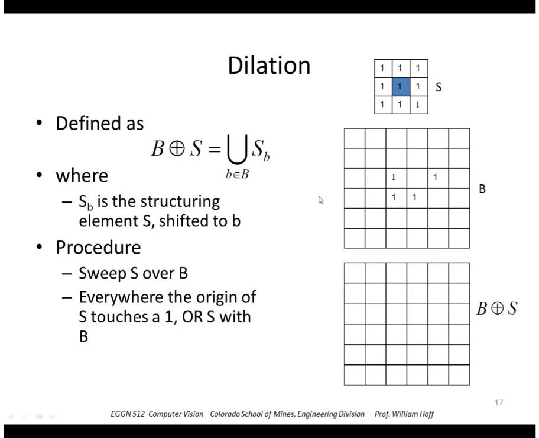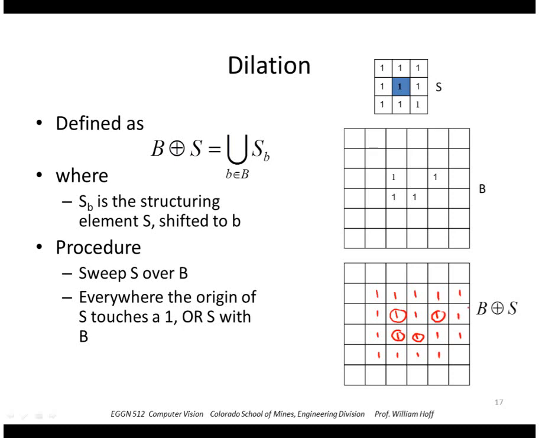So to do that for this image, let me mark the locations of the original ones. So I center it at the first one and OR S with B, so that's this 3 by 3 region. I center it at the second one, I OR S with B, centered at the third one, OR S with B, centered at the fourth one, I OR S with B. So that would be the output of a dilation.